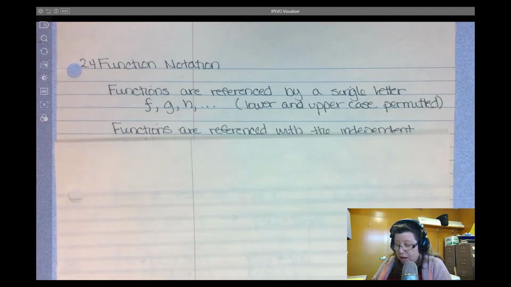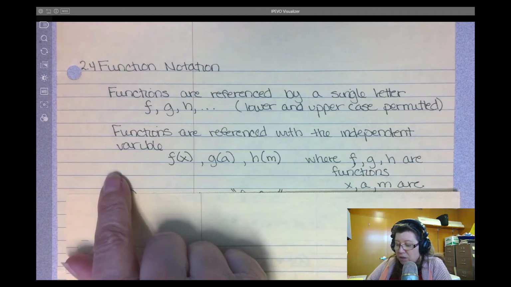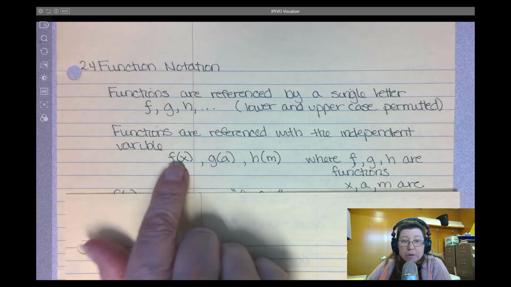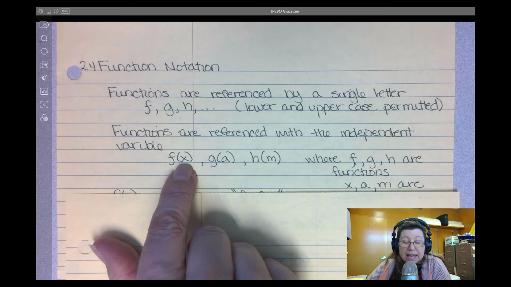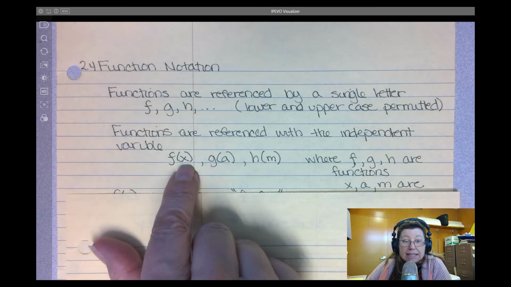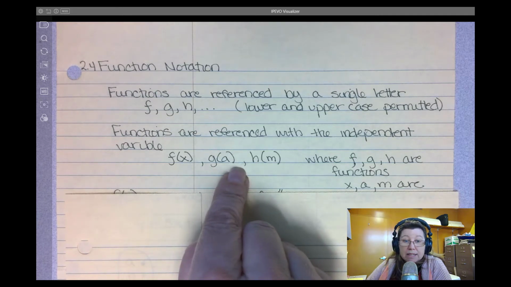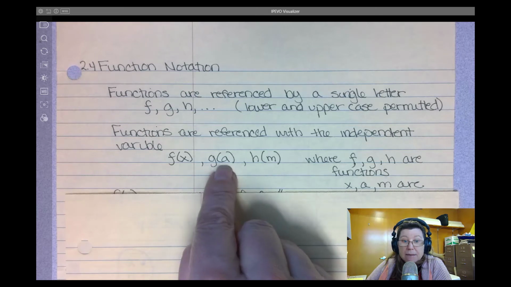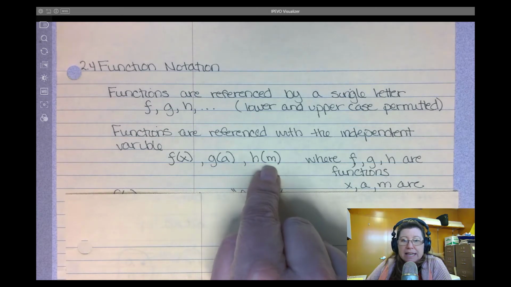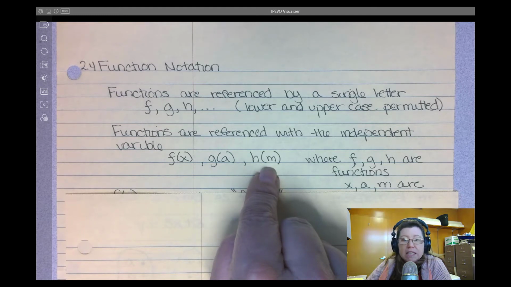Then what we tack on is, when we reference it, functions are referenced with the independent variable. So f(x). F is the function name. X is the independent variable. g(a): g is the function name, a is the independent variable. h(m): h is the function name and m is our independent variable.